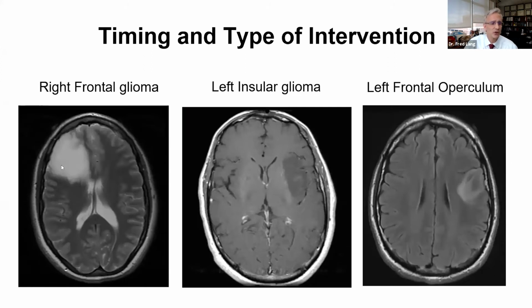Whether the tumor is in the right frontal lobe, the insular, or even here in Broca's area, when a neurosurgeon sees a patient with a non-enhancing tumor, they have to ask the question about the time and the type of intervention. Will they do the surgery or do an intervention now, or will they take a watch and wait approach? And will they do a biopsy, or will they do a radical resection?